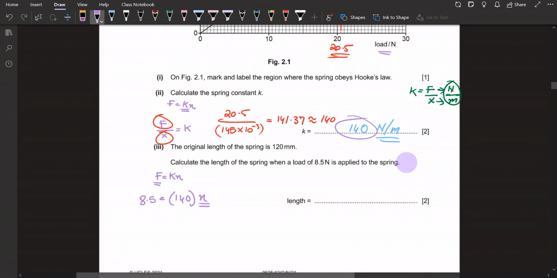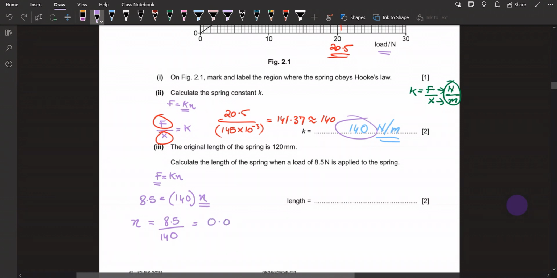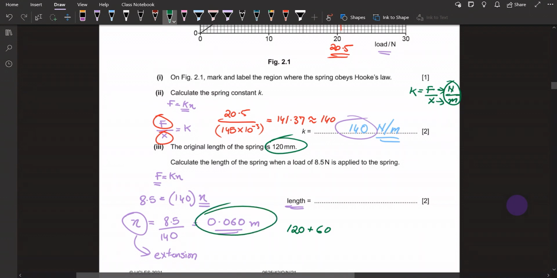So we can just rearrange our formula, and it's going to be 8.5 divided by 140, which is going to give us 0.060. So 0.060, and this is in meters. And what we found out is extension, not the length. So this is extension. For finding out the length, what we have to do is add this to the original length of the spring, which is going to be 120 plus 60. If you convert this into millimeters, you get 60.